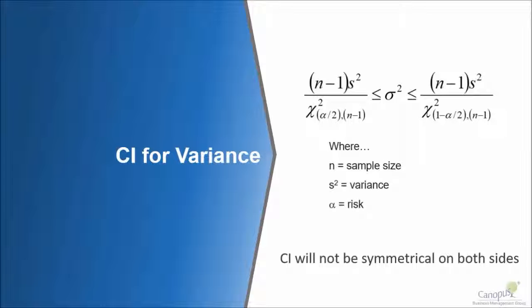Here is the formula for computing the confidence interval for variance. Because our chi-square distribution is not a symmetrical distribution, unlike our t distribution or z distribution, the lower limit and the upper limit will not be exactly symmetrical. One of them will be smaller and the other will be larger. So the CI will not be symmetrical on both sides. That is something that you should remember as far as the confidence intervals for variance is concerned, because chi-square distribution is not a symmetrical distribution.